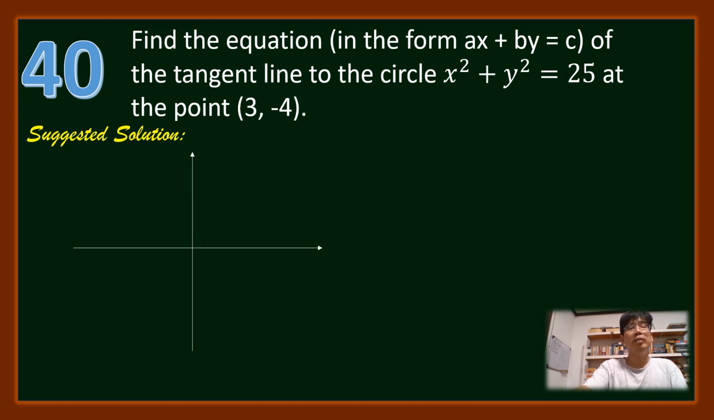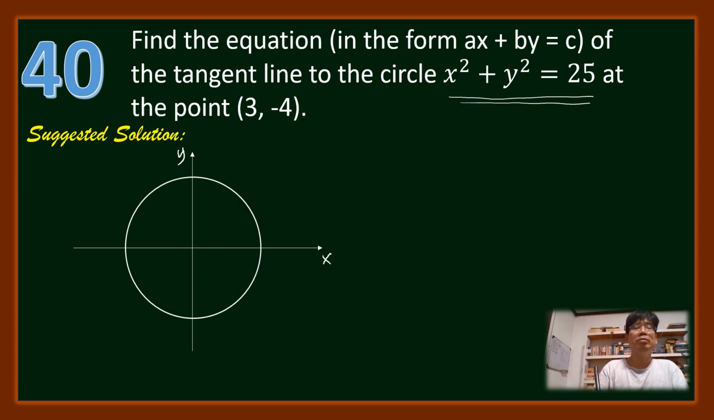Let us have the rectangular coordinate system with the x-axis and the y-axis. If the circle has the equation x squared plus y squared equals 25, this must be a circle with center at the origin and the radius equal to 5 units. A tangent line touches the point at the coordinates (3, negative 4). And we're looking for the equation of this tangent line.